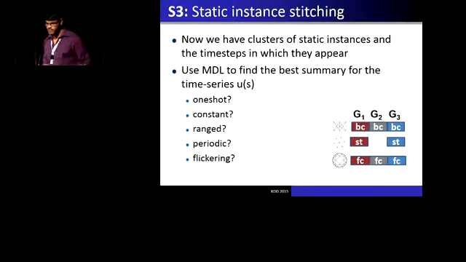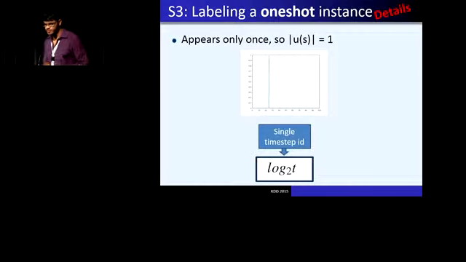Okay, so now that we have these clusters and the time steps in which they appear, we can use MDL to find the best summary for the time series in which they appear. So if we know that, let's say, this bipartite core appears in time steps 1, 2, and 3, which one of these signatures best describes the recurrence pattern? It could be any of these, but I'll illustrate.